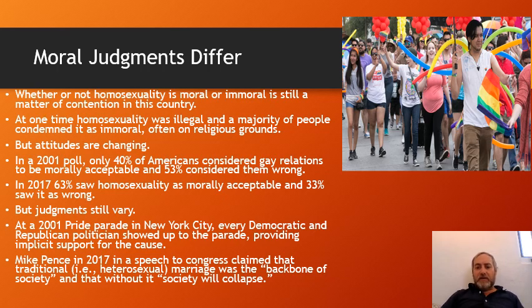We see the initial premise for this form of anti-objectivism about morality starts with a similar premise, noting that moral judgments differ on certain issues. This time, not necessarily across cultures, but just across different people, even within the same culture. So, to take an example, homosexuality. Is it moral or immoral? That is still a matter of contention in this country.